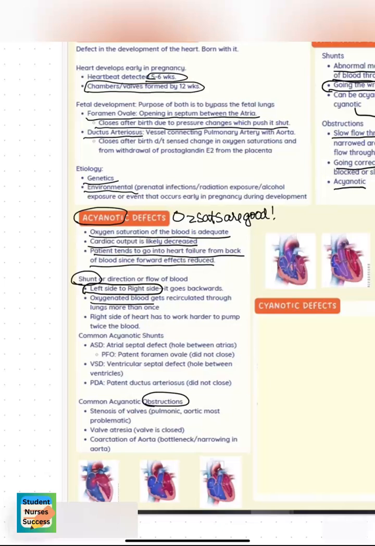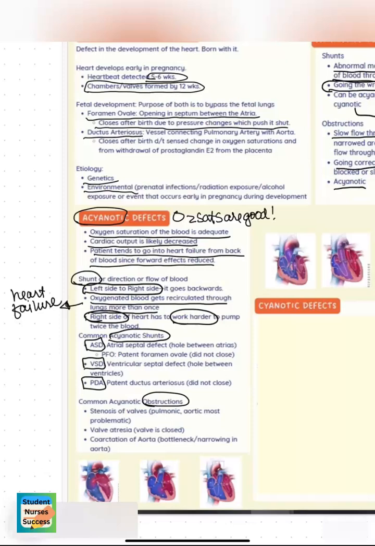We see this oxygenated blood getting recirculated through the lungs more than once. So it's almost like doubly oxygenated. The problem is the right side of the heart has more work because it's got to pump twice the amount of blood. And that's going to be a problem. So in this particular case, we start to see issues with heart failure. Now, common acyanotic shunts include an atrial septal defect, a ventricular septal defect, or a patent ductus arteriosus.